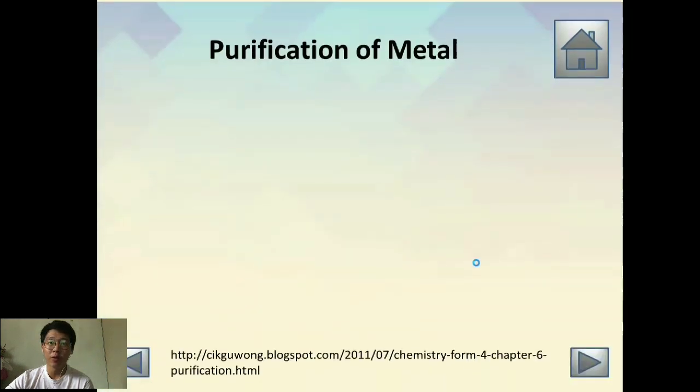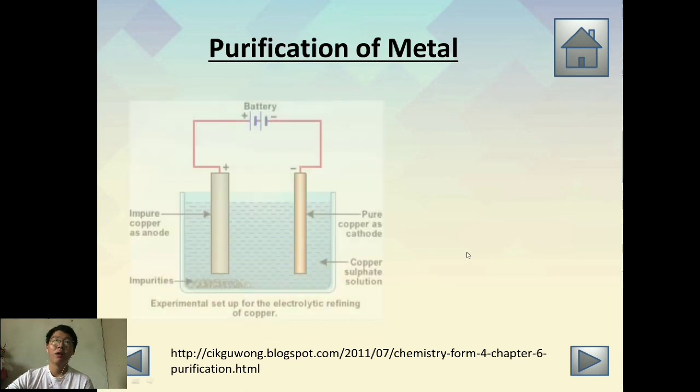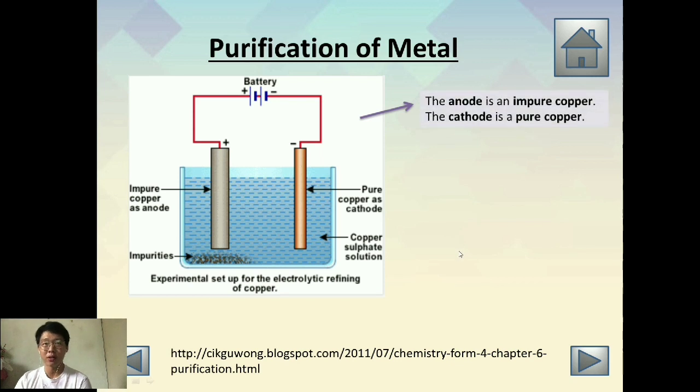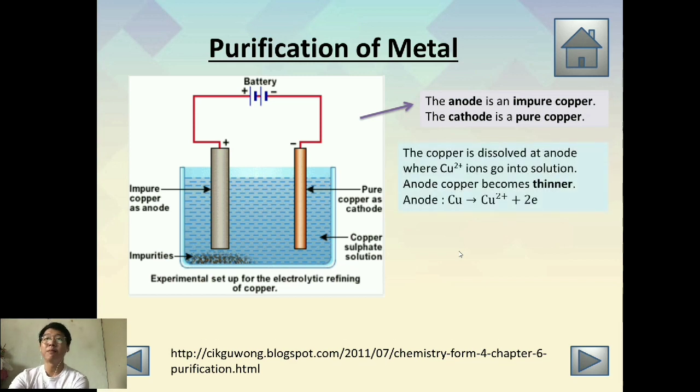What is the purification method? First, we need to identify what is the anode and what is the cathode. In this purification, the anode is impure copper and the cathode is pure copper. Here we identify that the copper in the anode, the Cu2+ ion, will go to the solution at the anode. First, the Cu will dissolve, and the Cu2+ ion will go to the solution. Hence, the anode copper will become thinner.